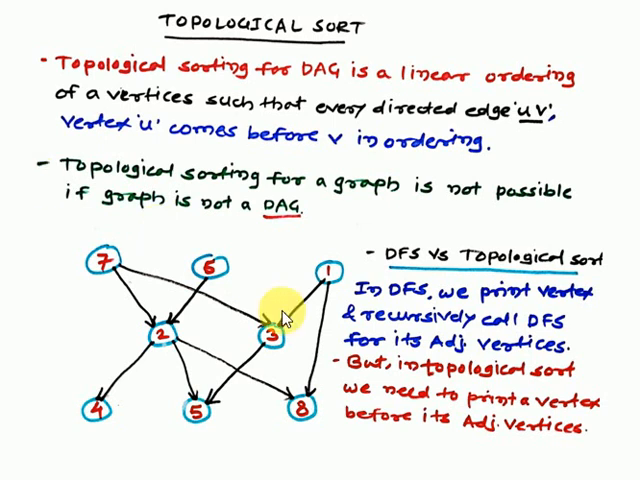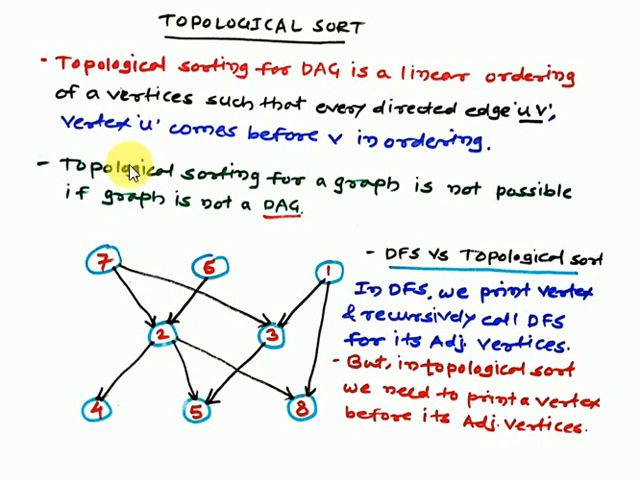Another very important thing: what is the difference between DFS and topological sort? In DFS we print the vertex and recursively call its adjacent vertices and keep on printing. But in topological sorting we need to print a vertex before its adjacent vertex. So let us understand the difference. Here I want to perform a DFS on this graph, starting from vertex 7. After vertex 7 I'll print, let's say, vertex 2, and then from vertex 2 I'll go to vertex 8. That way we go for a DFS traversal.